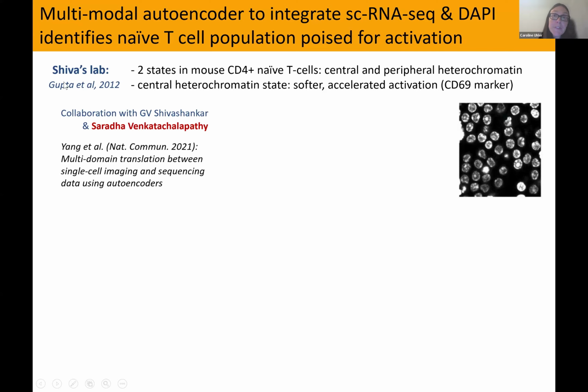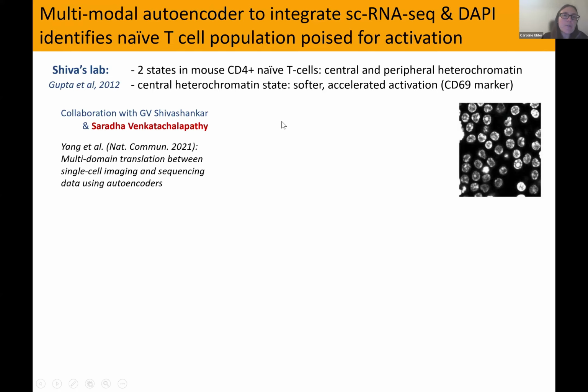And all of this work, in fact, even also on the last slide, is in collaboration with GB Shivashankar's lab at ETH Zurich, with whom we've been collaborating for over 10 years or so, and which has really built our program as well, the kinds of biological problems that we're actually interested in.